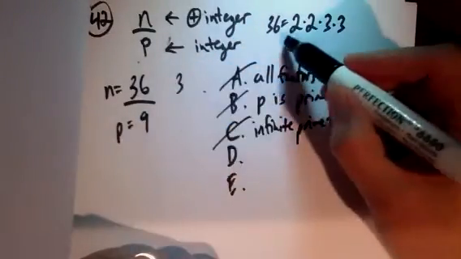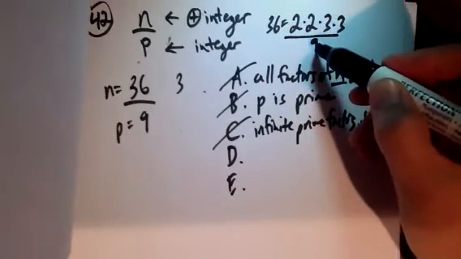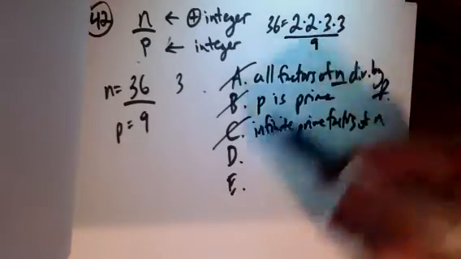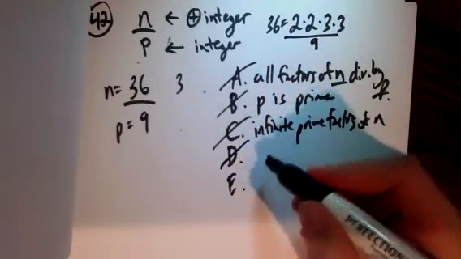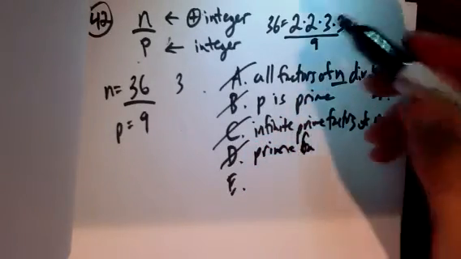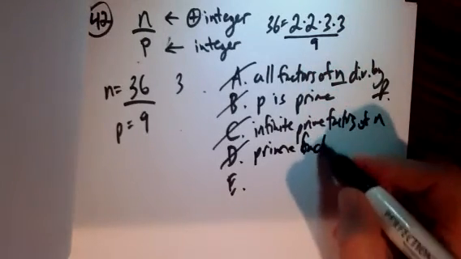At least one of the prime factors of n is divisible by p. Well, p is 9. Are one of these prime factors divisible by 9? No, not necessarily the case. Well, in this case, it certainly is not. So D is out. There are factors of 36 divisible by 9, but not any prime factors.